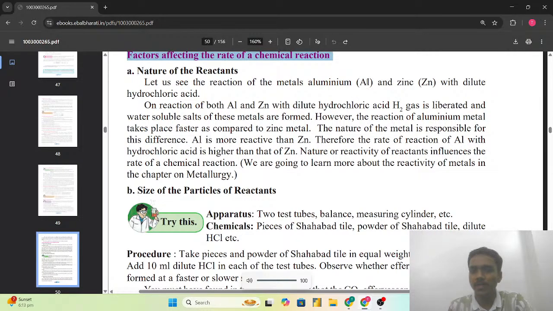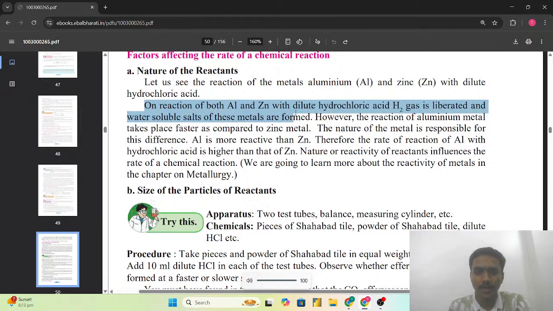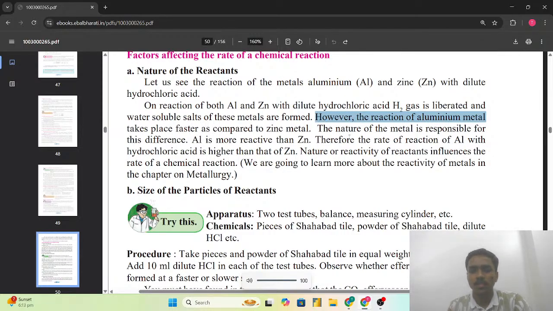Let us see the reaction of the metals aluminum and zinc with dilute hydrochloric acid. On reaction of both aluminum and zinc with dilute HCl, H2 gas is liberated and water soluble salts of the metals are formed. However, the reaction of aluminum metal takes place faster as compared to zinc metal. The nature of the metal is responsible for this difference. Aluminum is more reactive than zinc. Therefore, the rate of reaction of aluminum with hydrochloric acid is higher than that of zinc. Nature or reactivity of the reactant influences the rate of a chemical reaction.